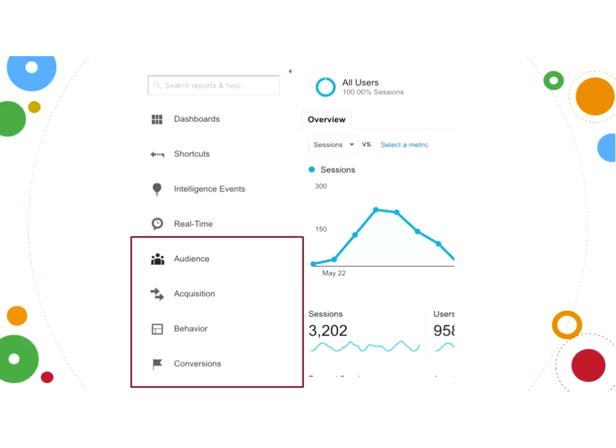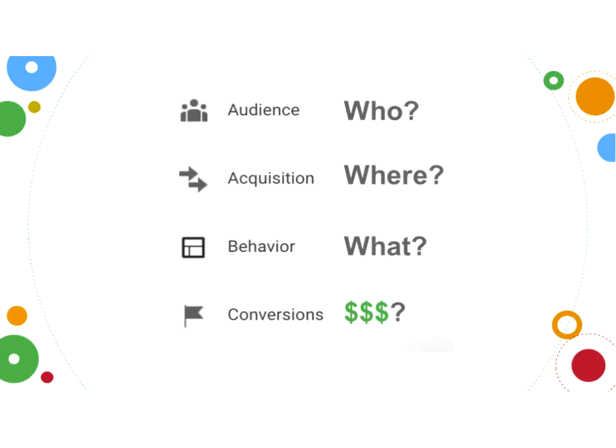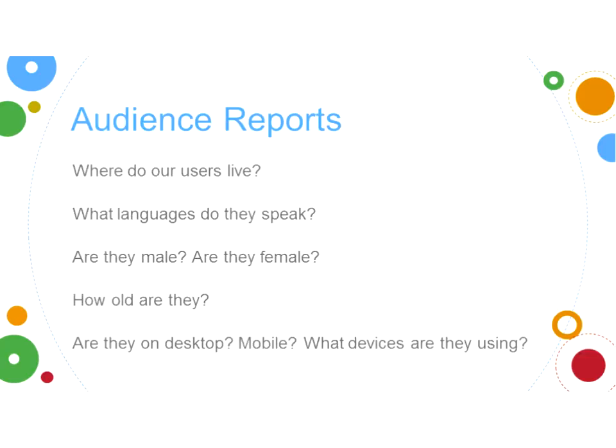All right, so this is the left sidebar. The reports that we'll mostly be talking about are these 4 that we've highlighted here: audience, acquisition, behavior, and conversions. An easier way to think about that is really the who, where, what, and the money tab. So the audience, that one's pretty clear. It's the type of people visiting your site, which we'll dive into here.